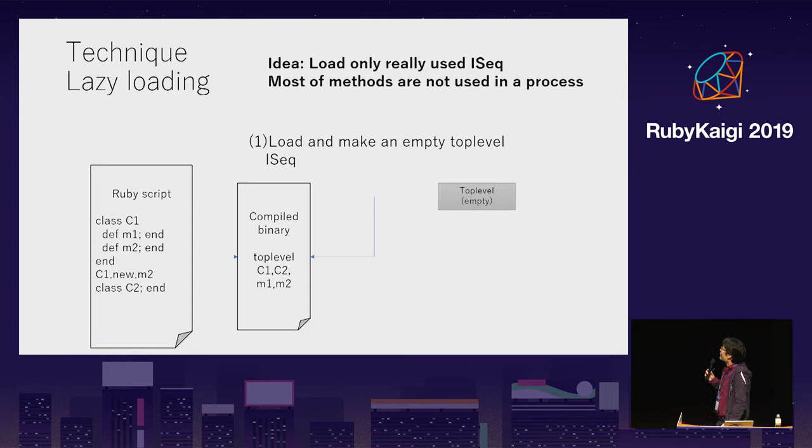We make the instruction sequence, the bytecode object, only if it is really needed. For example, if we define many, many classes and methods, but only a few methods are used, we only need to allocate the instruction sequence for the really executed code. So we postpone such object allocation until we need to use it.